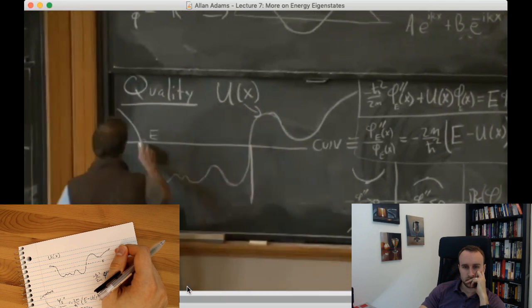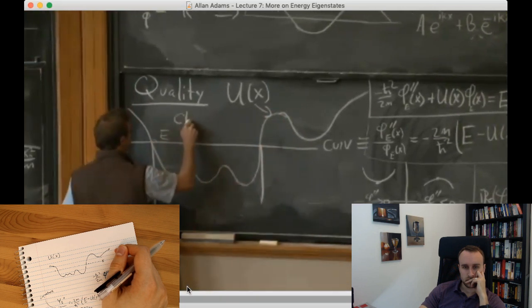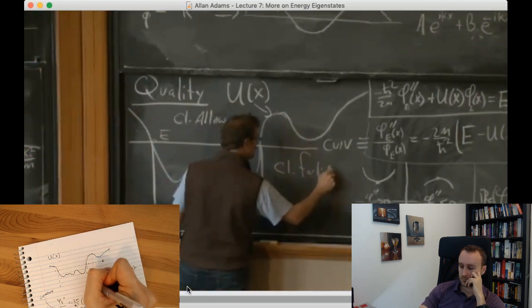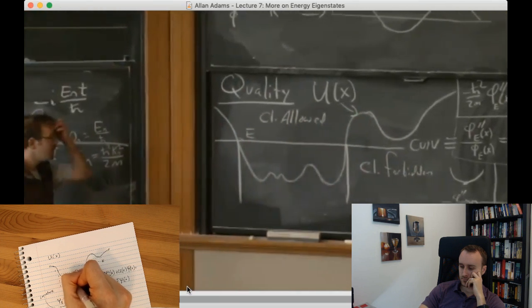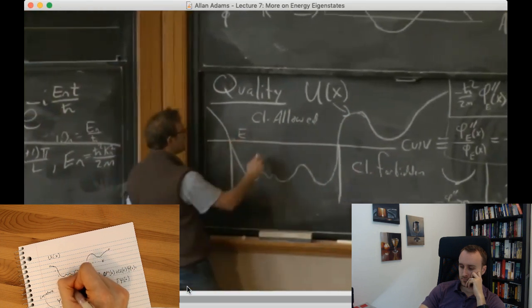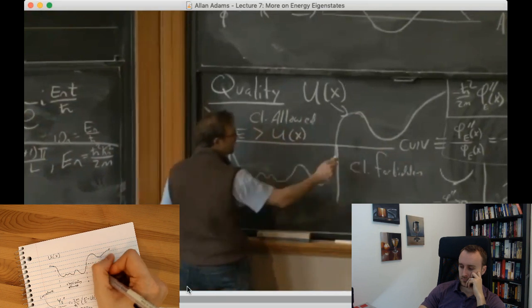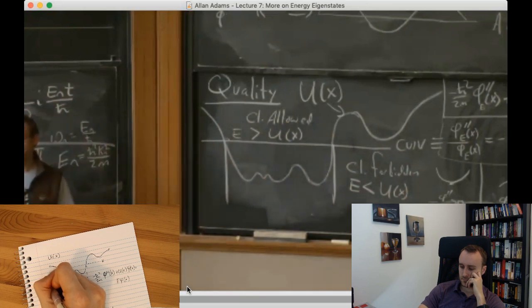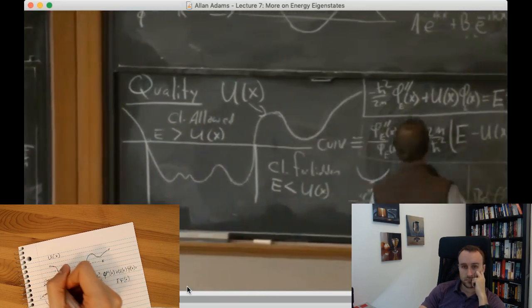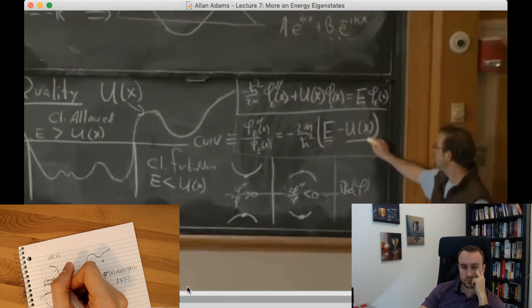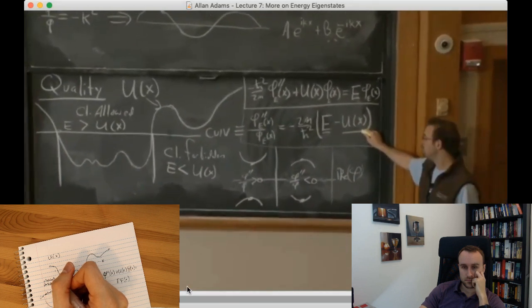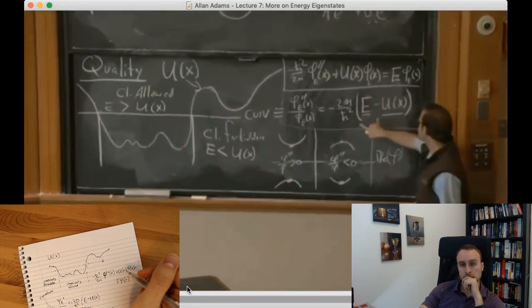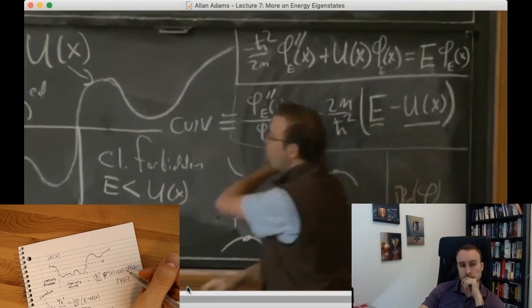So, given an energy and given a potential, we can break the system up into classically allowed zones and classically forbidden zones. Cool? Now, in a classically allowed zone, the energy is greater than the potential. And in a classically forbidden zone, the energy is less than the potential. Remember that? But this tells us something really nice. If the energy is greater than the potential, what do you know about the curvature? If we're in a classically allowed zone, so the energy is greater than the potential, then this quantity is positive. There's a minus up here, so this is negative. So the curvature is negative.